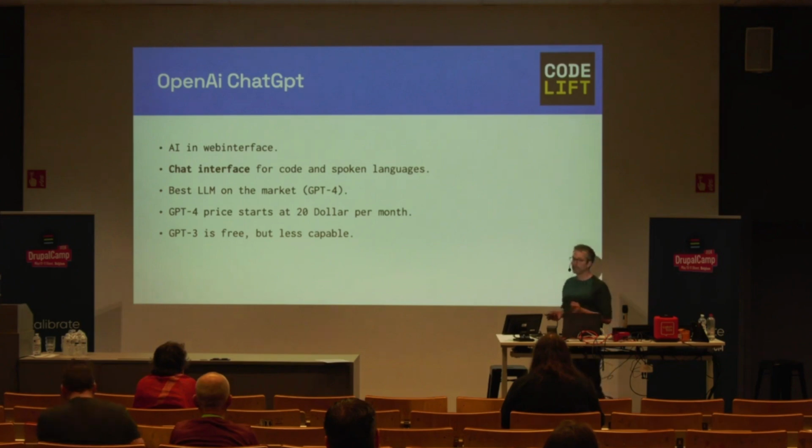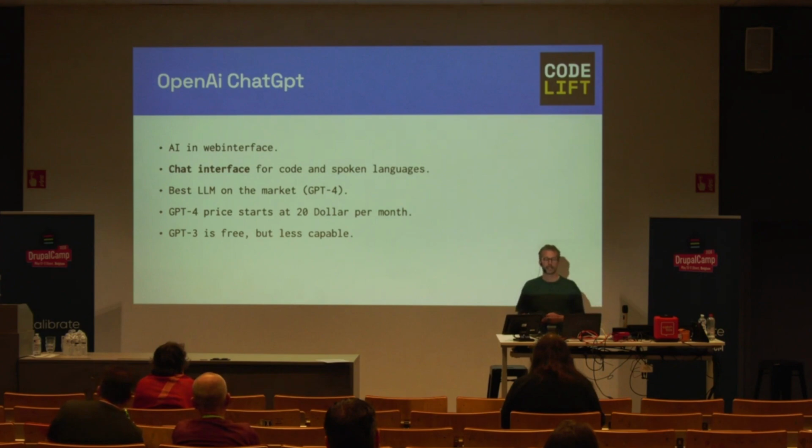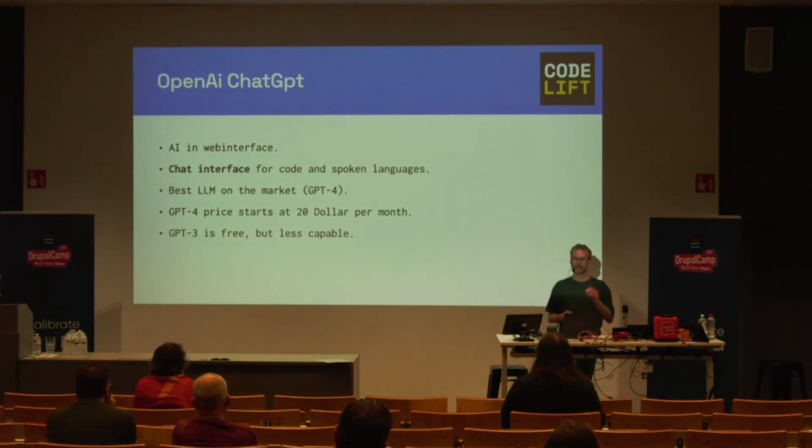Then ChatGPT. It's an AI web interface like Google. It's a chat interface for code and spoken languages. It's the best LLM on the market. Internally, it uses GPT-4. It costs $20 per month, and there's also a free version, but that one is less capable, especially for coding.